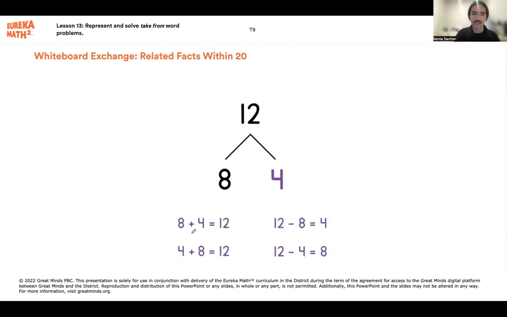Now let's read these together. 8 plus 4 equals 12. 4 plus 8 equals 12. 12 minus 8 equals 4. 12 minus 4 equals 8.